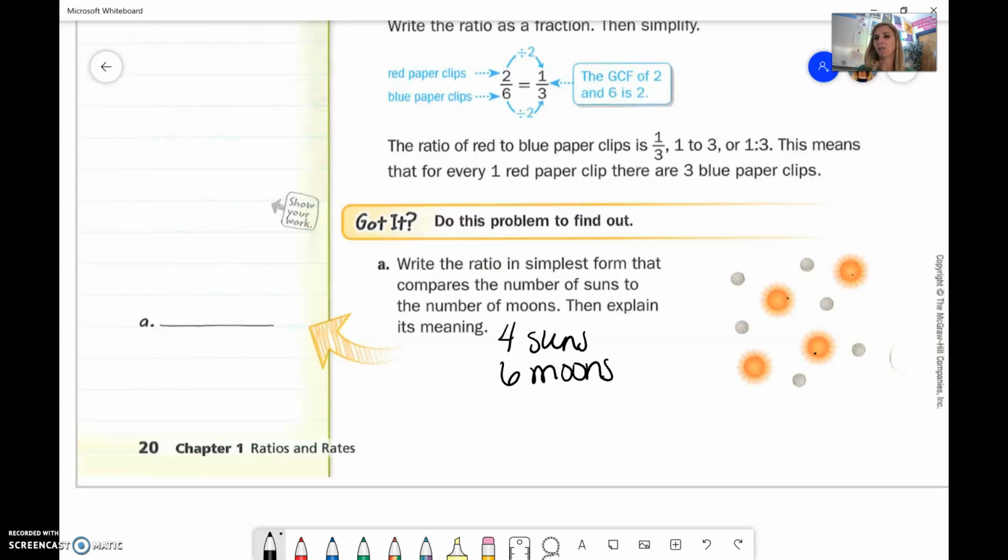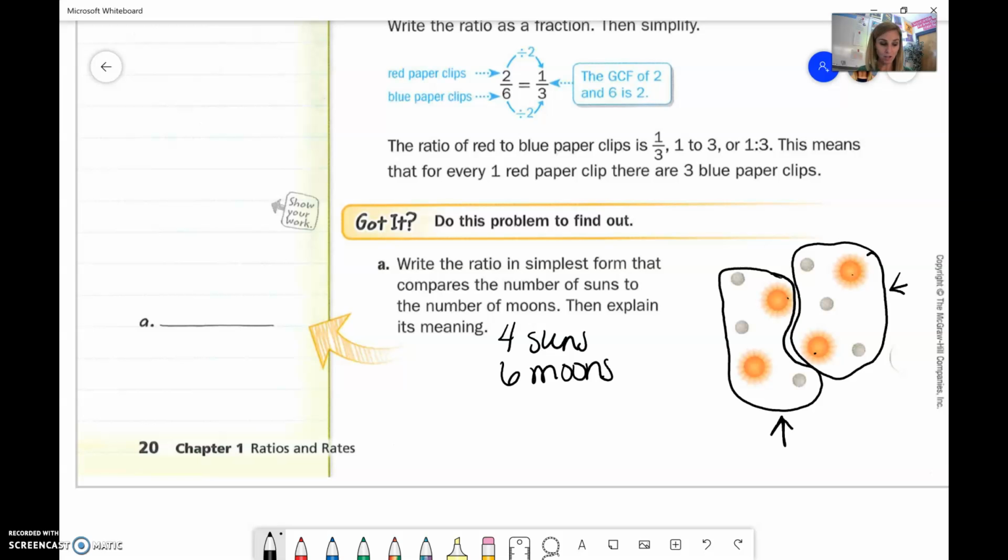Now, I just want you to take a second and watch what I do. I put these into two groups. Notice how I put them into groups. In this group right here, I have 2 suns and 3 moons. In this group right here, I have the exact same. I have 2 suns and 3 moons. That's going to come into play.